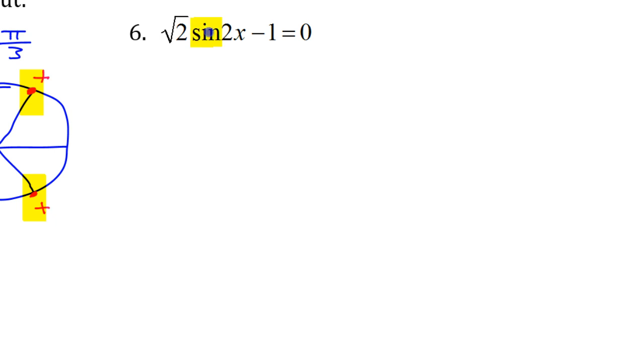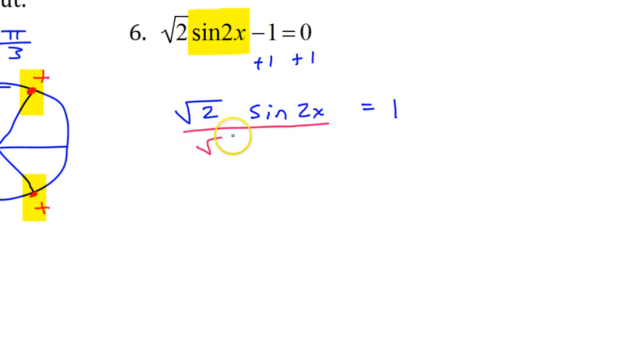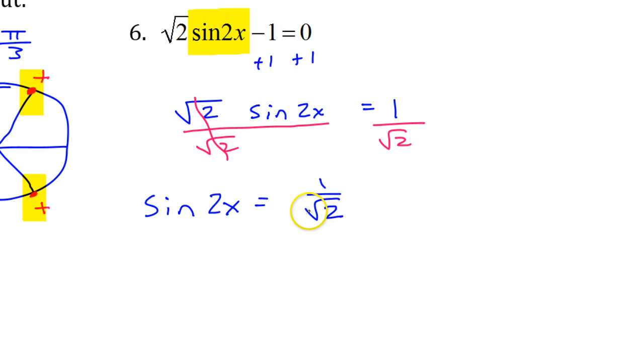So, the key is to get the trig function by itself. As I look at this, I need to get sine 2x by itself. I'm going to add 1 to both sides. So that'll give me radical 2 sine 2x is equal to 1. Continuing to get sine 2x by itself, now it is time to divide both sides by radical 2. That'll cancel these out. Now I have sine 2x is equal to 1 over radical 2.